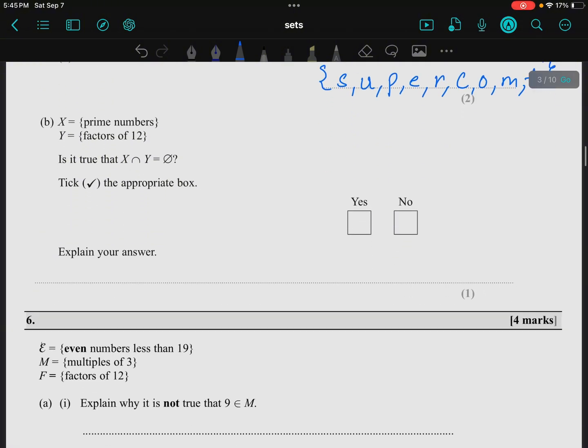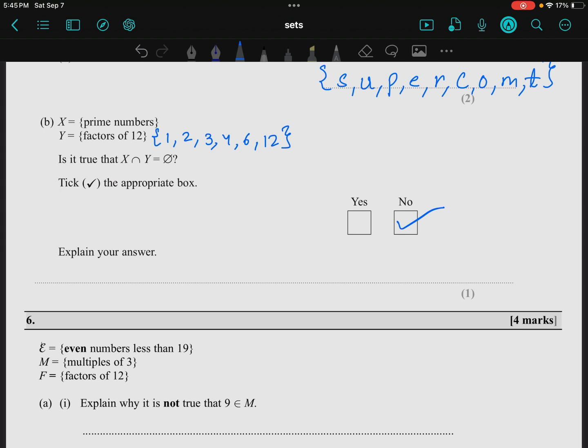X is equal to the factors of 12. Factors of 12 are what numbers? 1, 2, 3, 4, 6 and 12. Factor means those numbers which divide 12 so that the remainder is 0. And Y is prime numbers. So is it true that X intersection Y is the empty set?